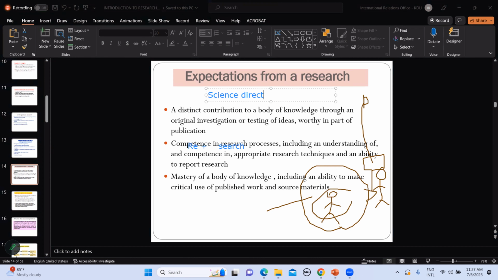Research techniques: mastery of the body of knowledge, including an ability to make critical use of published and source material. Critically synthesize the literature, we call it synthesize, not just reading the literature. You have to understand what they have done through the literature review. We call it synthesizing. Then what are the expectations from research? You have to synthesize the available literature, find out what went wrong and come up with new ideas. That is the research.